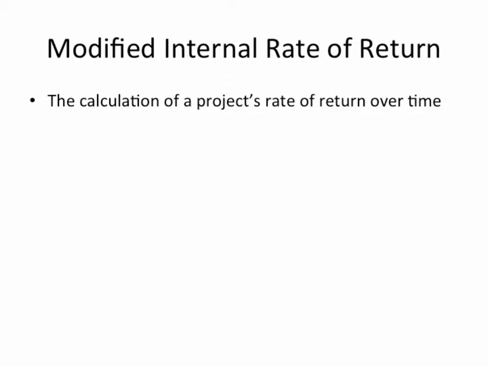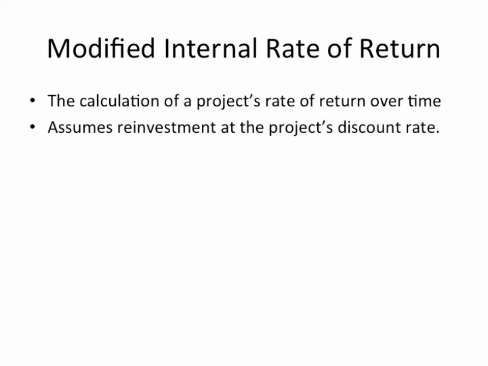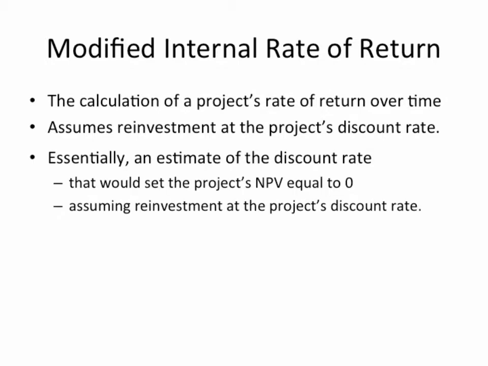MIRR is the calculation of a project's rate of return over time, but assumes that we reinvest at the project's discount rate. That is to say that we're going to now assume that instead of investing at the project's rate of return, we invest at the project's discount rate. So again, given a required initial investment, the MIRR produces an estimate of the discount rate that would set the project's NPV equal to 0, assuming reinvestment at the project's discount rate.